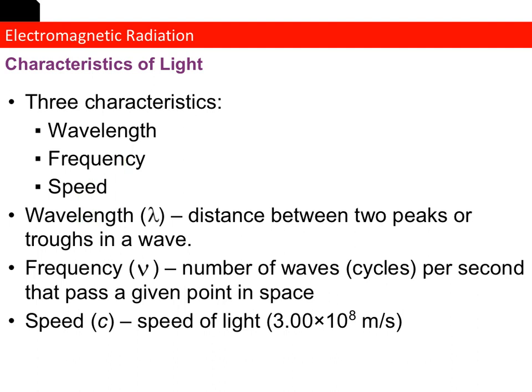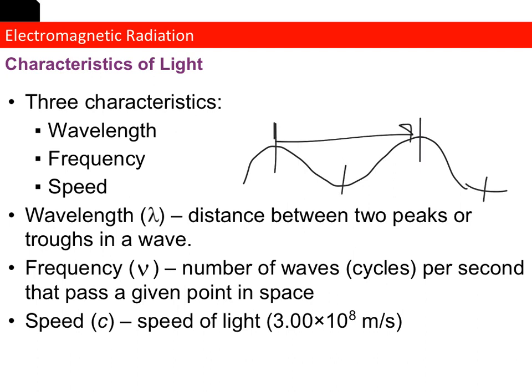Wavelength of light is the distance between two peaks or two troughs of a wave. So for example, if the light is traveling in a wave like so, the wavelength is the distance between the top of the two peaks, or it should be equal to the same distance of the troughs.